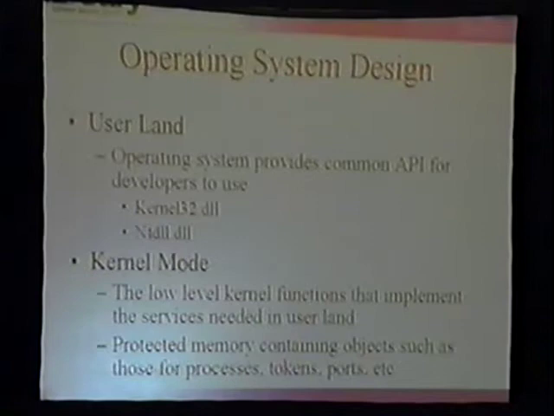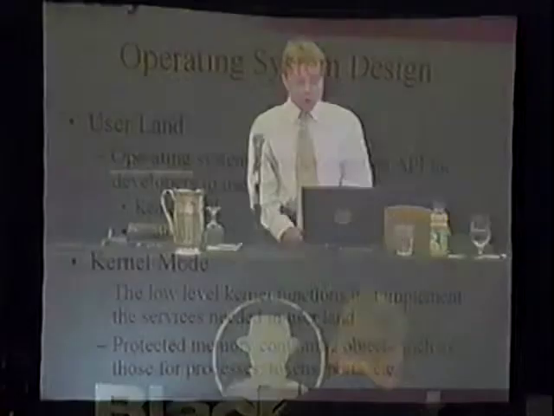So, a quick overview of the operating system design. You probably all know this if you've programmed in Windows at all. There's the userland portion, kernel32.dll and NTDLL. These expose the kernel-level functionality to the Win32 API. You can use these in programming to request operations of the kernel. Once you get into kernel mode, this is where the low-level functions are actually implemented.